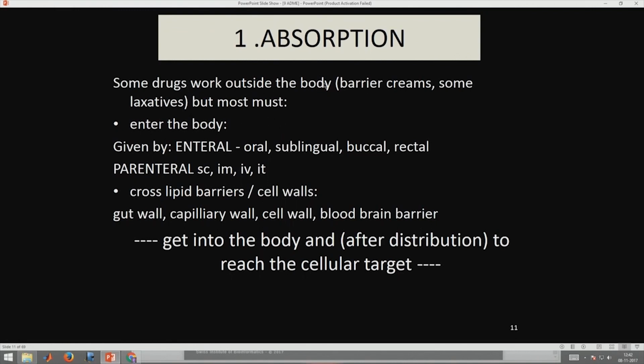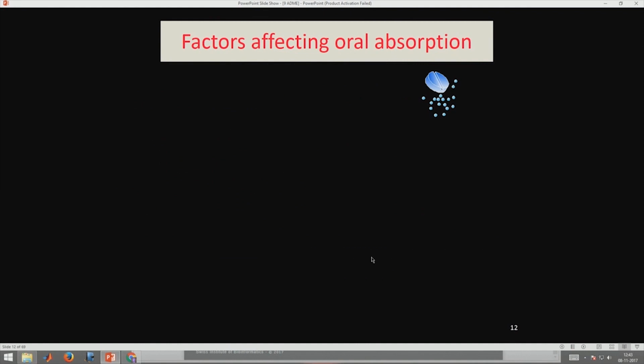Absorption: some drugs work outside the body like creams and laxatives, and even some antibacterial and antifungal agents work at the surface. Some enter the body, enteral, oral, sublingual and so on. Parenteral, subcutaneous, intramuscular. They have to cross the lipid barriers and cell walls, gut walls, capillary walls, the blood brain barrier. So a lot of diffusion limitations happen, and then they get into the body, and after distribution reach their target. So what are the factors that affect oral absorption?